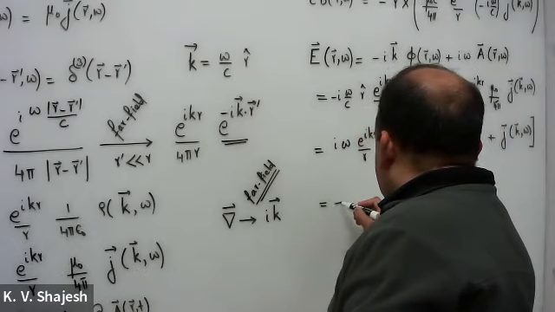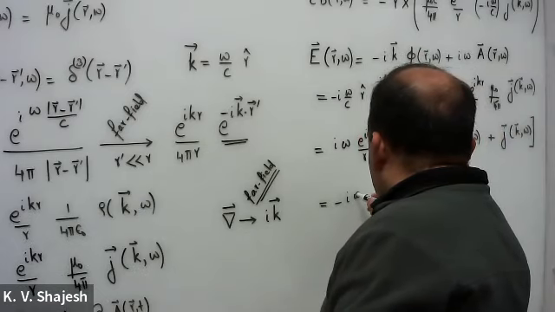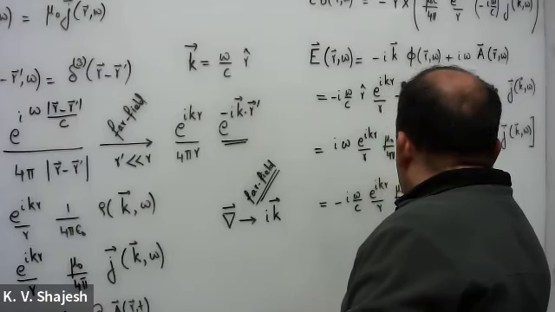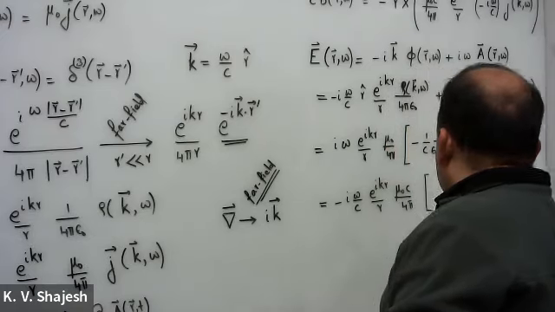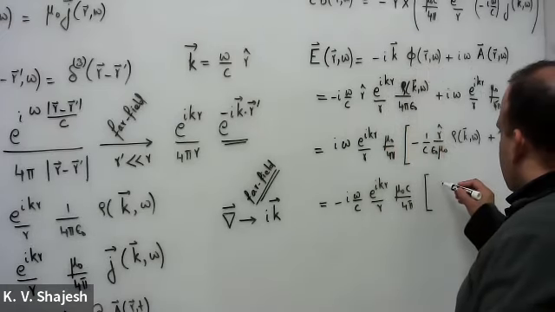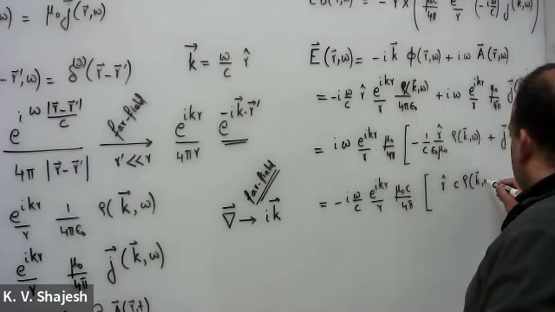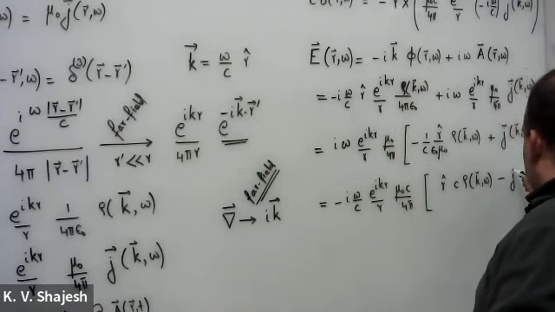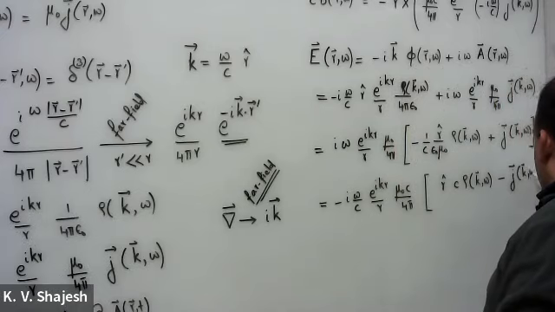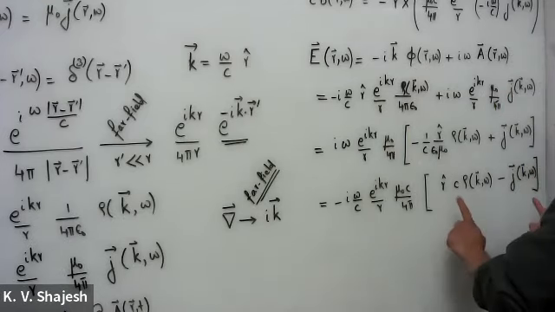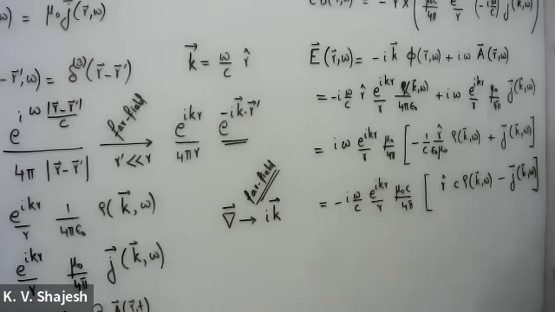One more thing, so this is minus i omega over C e raised to ikr mu naught C over 4 pi, and r hat times C times rho of k omega minus j. Seems like that's all we can have, but there is a connection between rho and j. Let's analyze that for a minute.